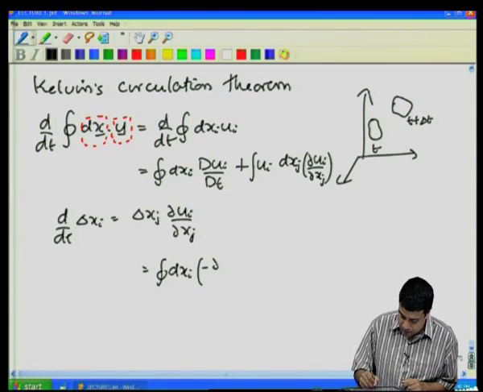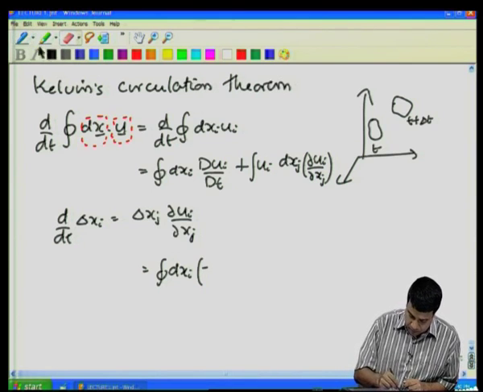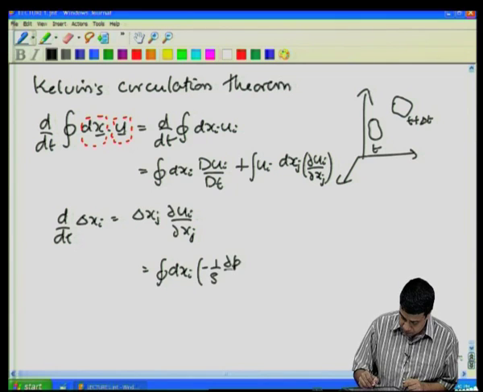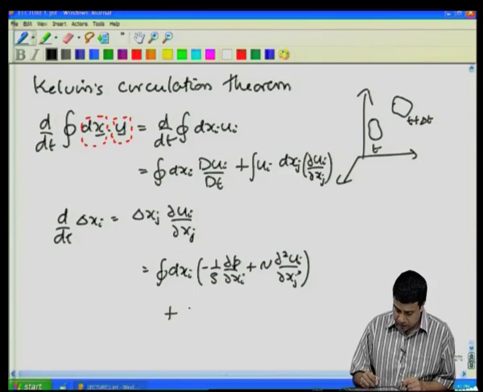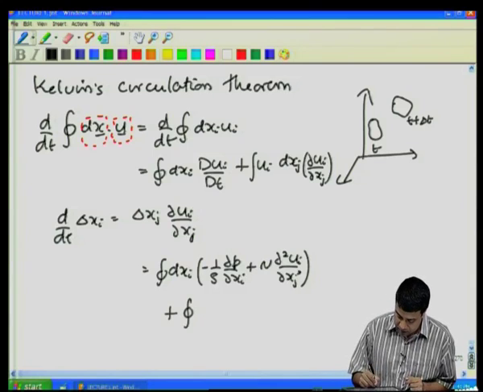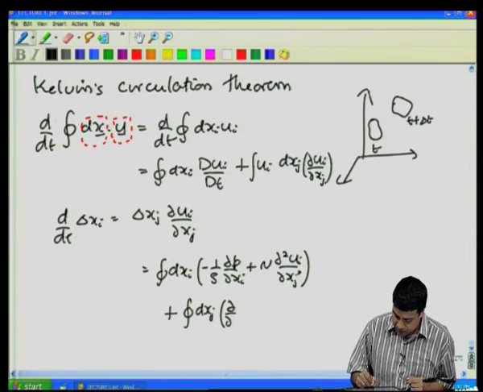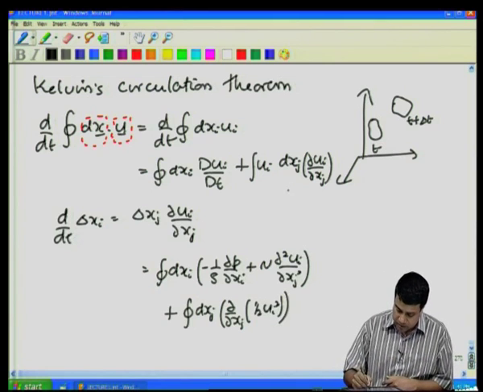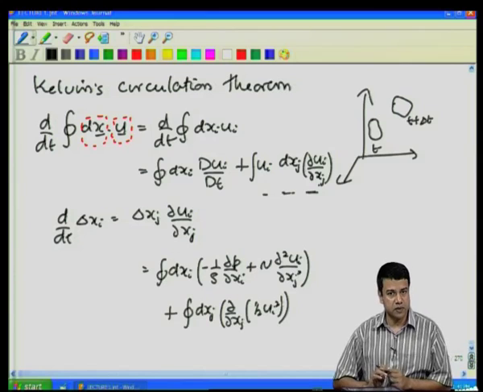dui by dt is minus the pressure gradient, plus the viscous term. And the integral of dxj of ui times partial ui by partial xj can be written as integral dxj of partial by partial xj of half ui square. So, just simplifying this term, I have ui times partial ui by partial xj, which I write as partial by partial xj of half ui square.